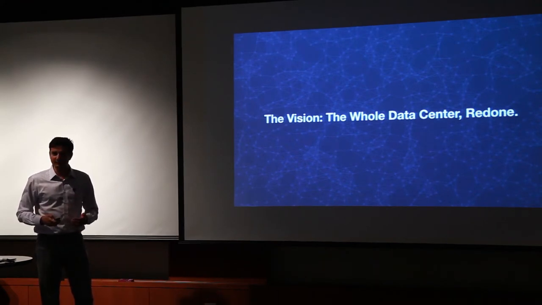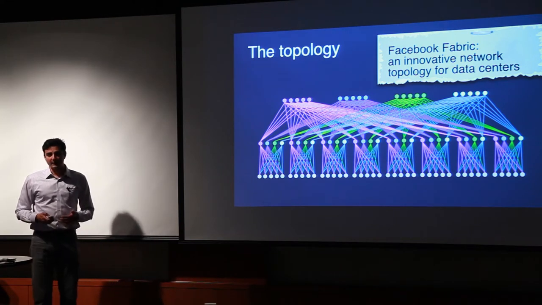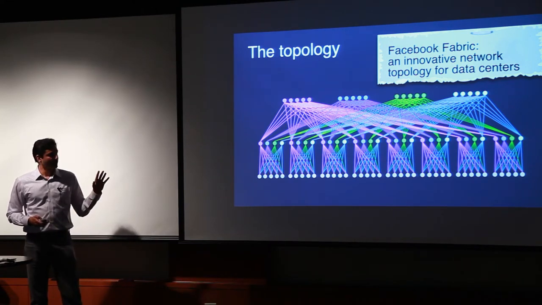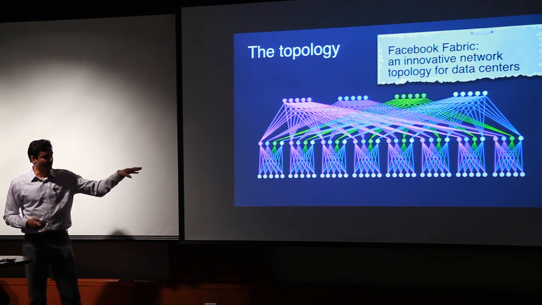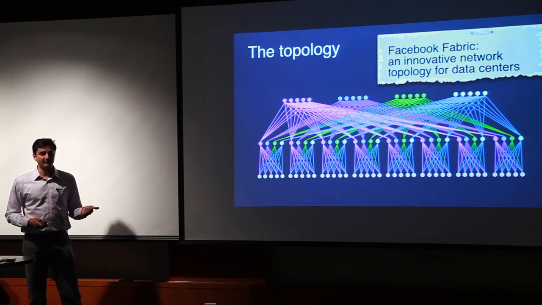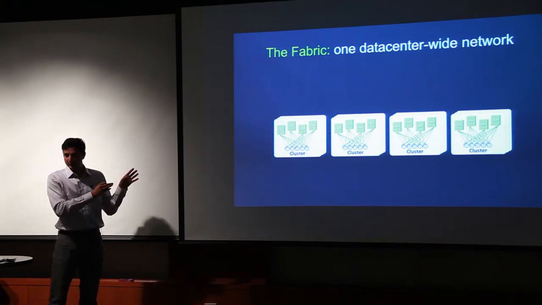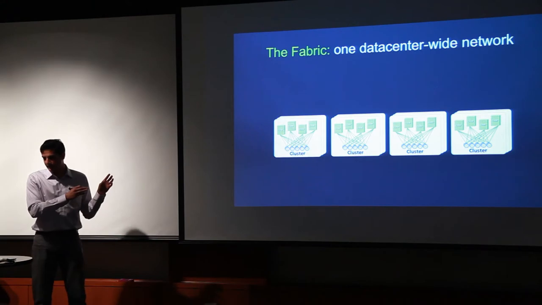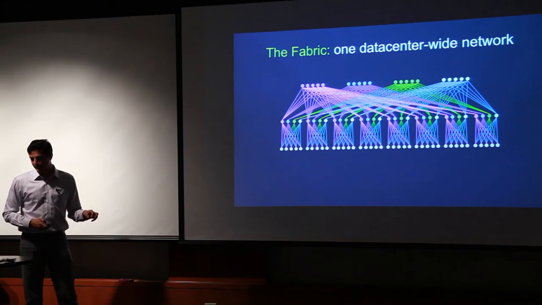So we had to rethink things, and we decided to redo it from scratch. For starters, we changed the topology. We rebuilt the data center topology to look like this. If this looks familiar to those of you who are familiar with Clos networks, that's because it is. You have an ingress stage, you have crossbars, and you have an egress. The key part is that we can build this as small as we want and scale this up. So we started with this network where we had an oversubscribed inter-cluster capacity, and we replaced it with a single data center-wide network.